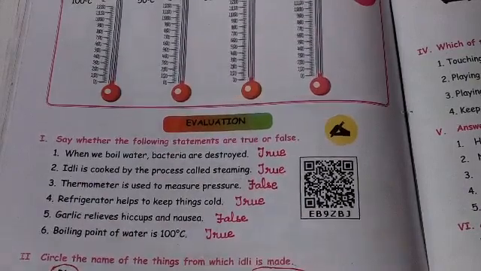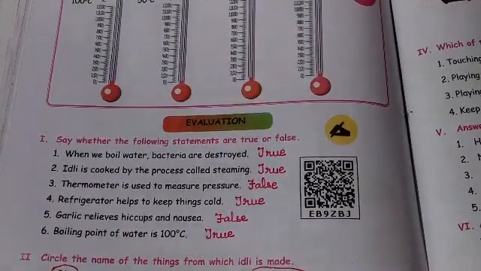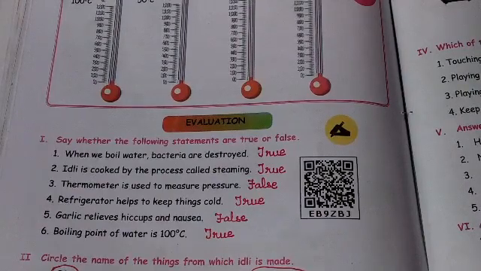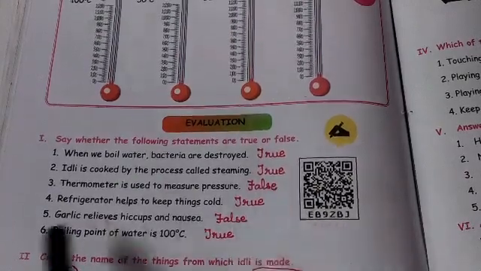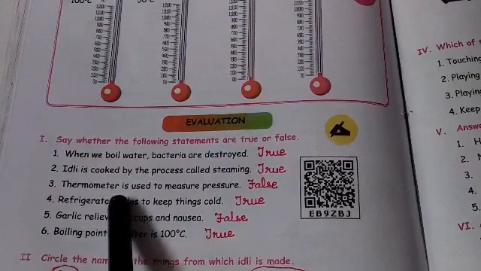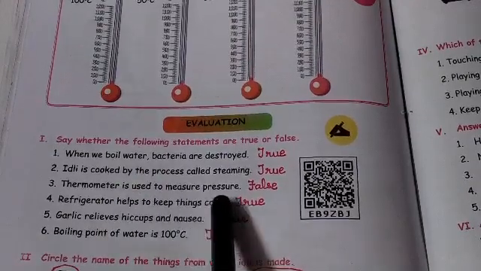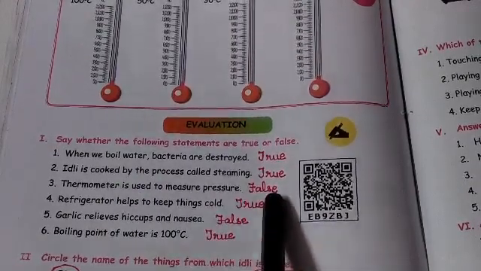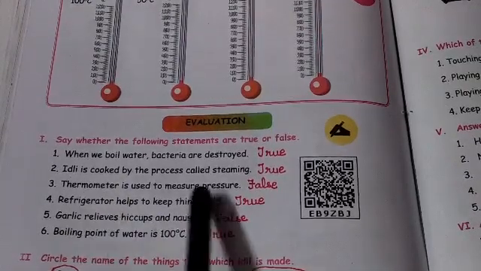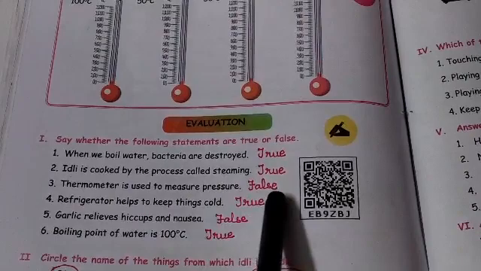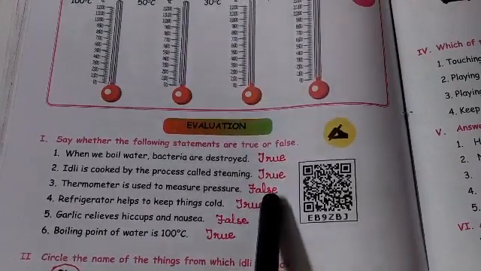Okay, true statement. Second one, idli is cooked by the process called steaming. Yes, I have shown you some pictures, isn't it? Images, and you saw some videos, isn't it? The GIF I have played, how the steaming method the idli is getting cooked, right? So this is also true. And third one, thermometer is used to measure pressure. False. Thermometer is used to measure what, children? Temperature, not pressure, right? So it is a false statement.